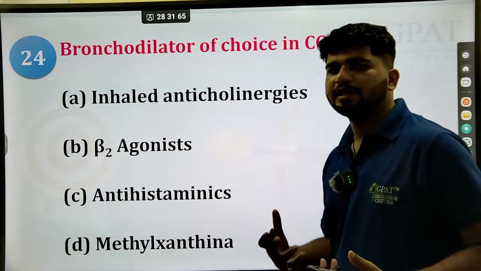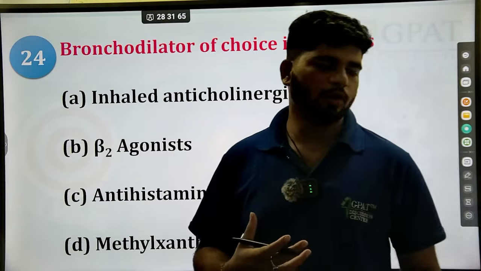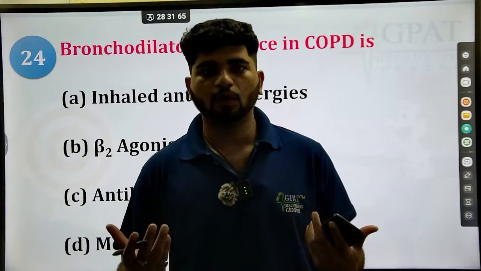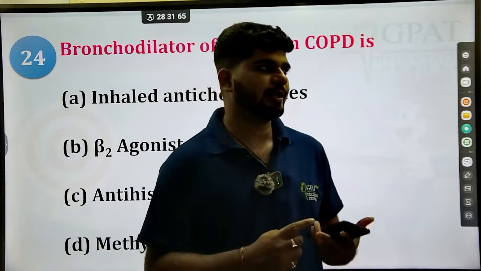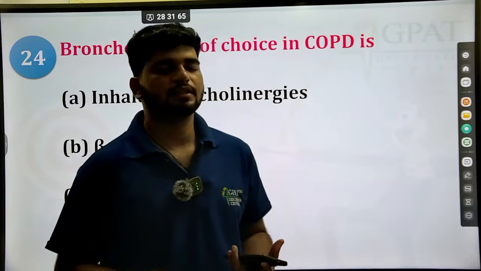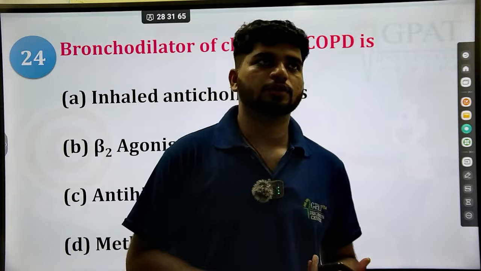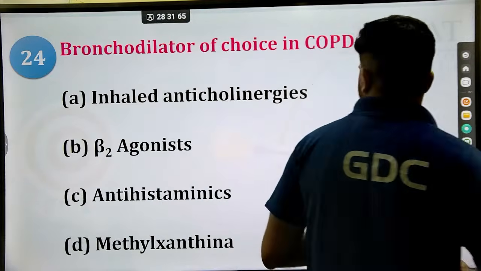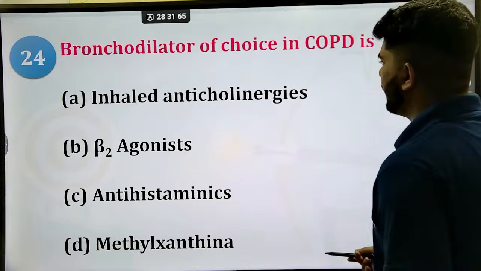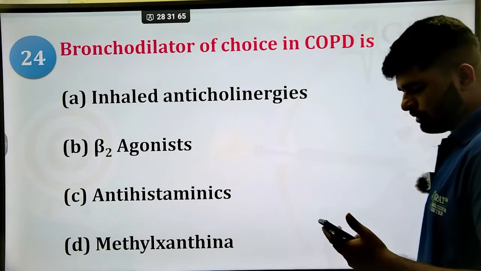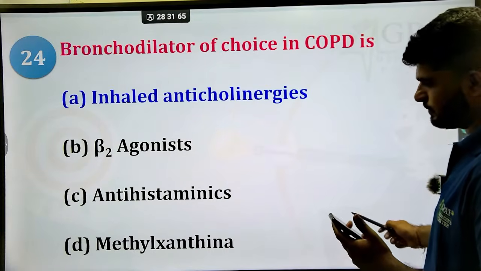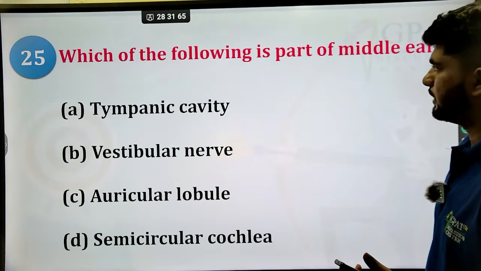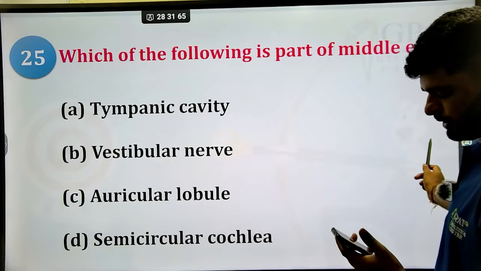Your bronchioles get constricted over here, and that's why you need bronchodilators, right? For example, beta-2 agonists, methylxanthines. Also, if I talk about anticholinergics over there, so what are those? Inhaled anticholinergics, beta-2 agonists, antihistaminics, or methylxanthine. That is your inhaled anticholinergics, okay, that is ipratropium, tiotropium, right?